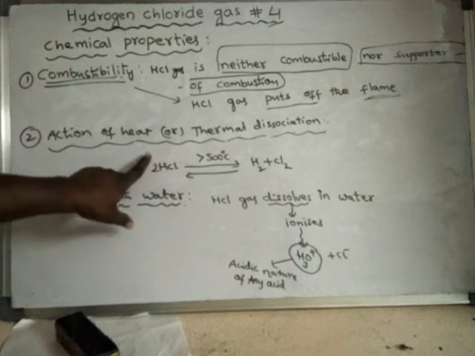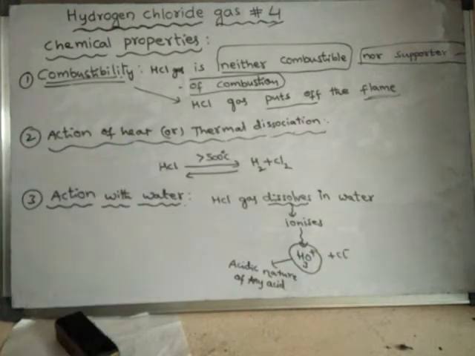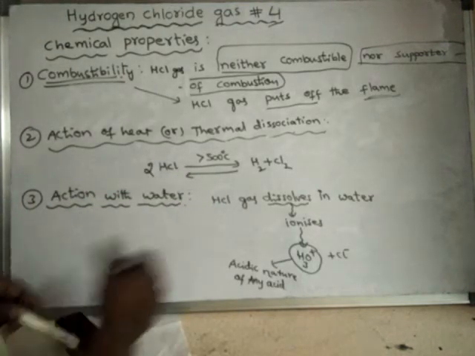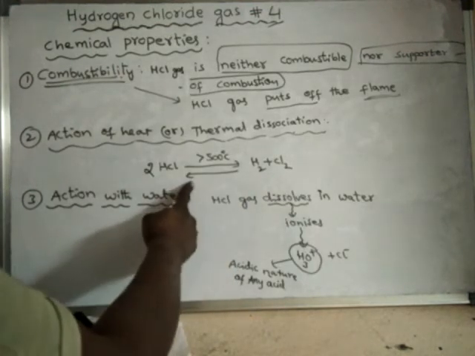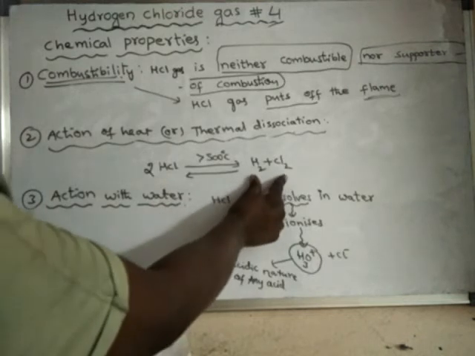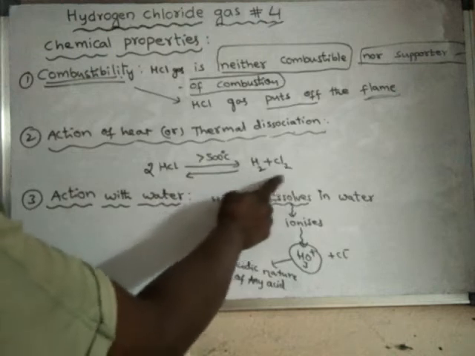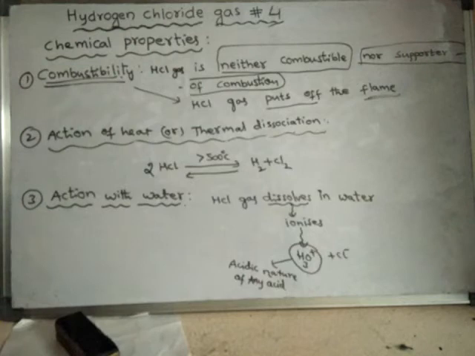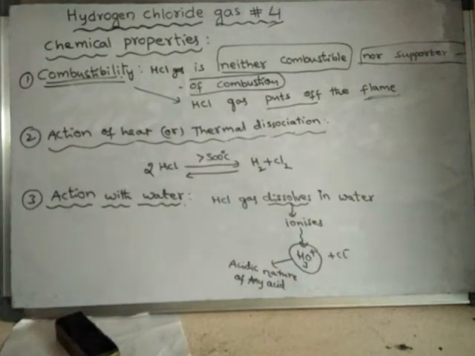So here, if you heat HCl gas above 500 degrees centigrade, this HCl gas will break down, it will decompose into hydrogen and chlorine gases. And as this is reversible, these hydrogen and chlorine combine with each other at this temperature and reunite to form HCl again. So both forward and backward reactions occur at the same time. Hence it is said to be a reversible reaction.